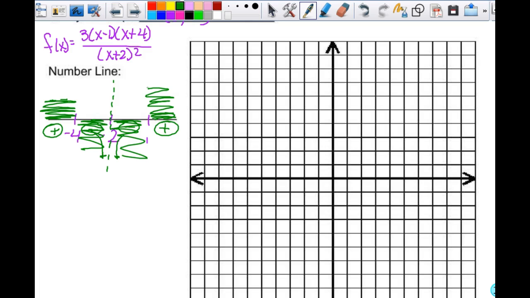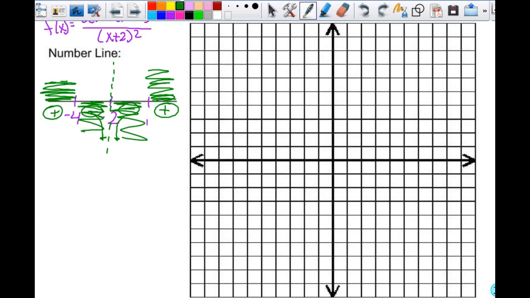So when I go to graph everything that I have, let's see. Got roots at negative 4 and 1. Vertical asymptote at negative 2.